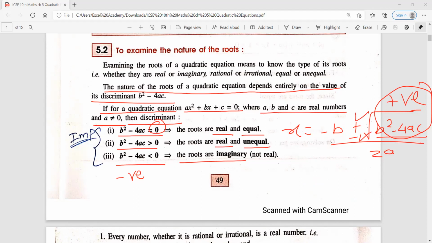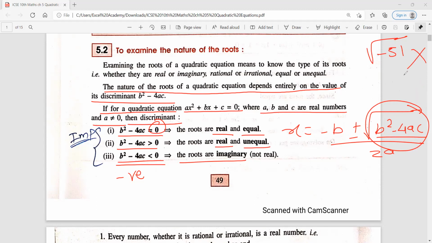बरोबर. And if the value of the discriminant itself is negative, that means square root of negative numbers, as I told you. समजा discriminant -51 आला, square root of -51 does not exist for us, at least. समजतंय? So it is imaginary. Okay. Imaginary म्हणजे काय आहे, you can't plot it on a real number line. How are you going to show root of -51? Root of minus root of 51 is different, and root of -51 is different.